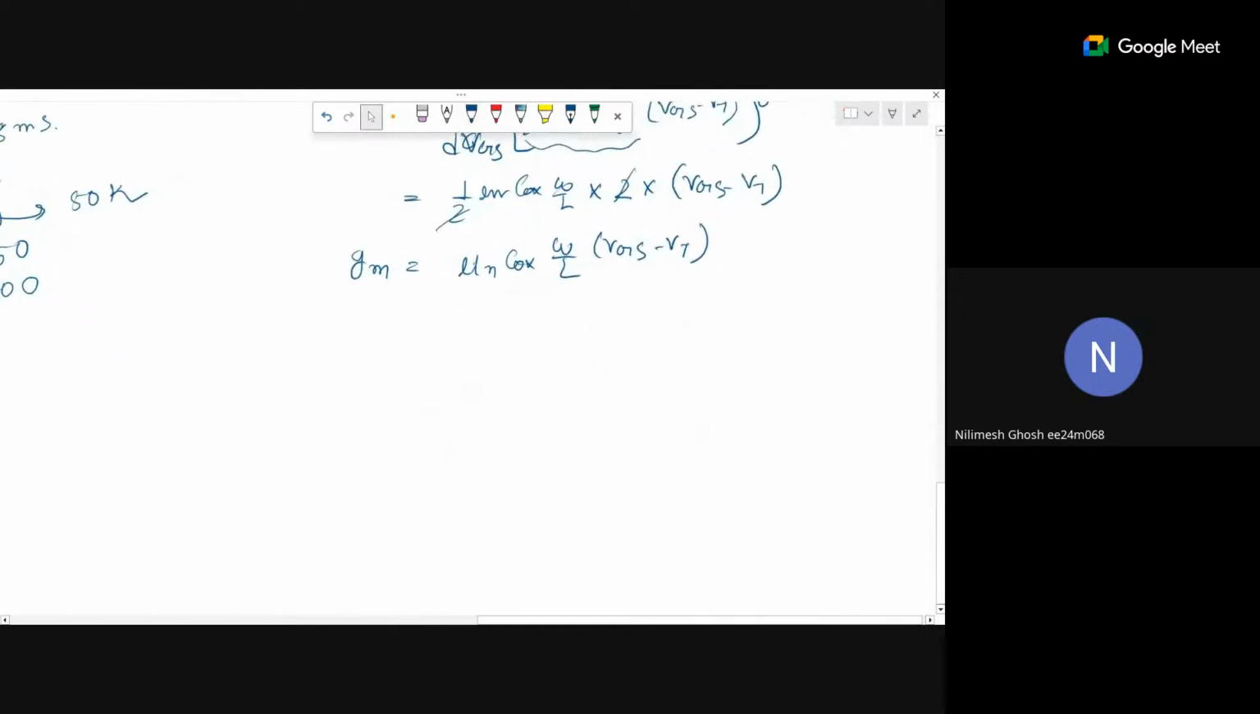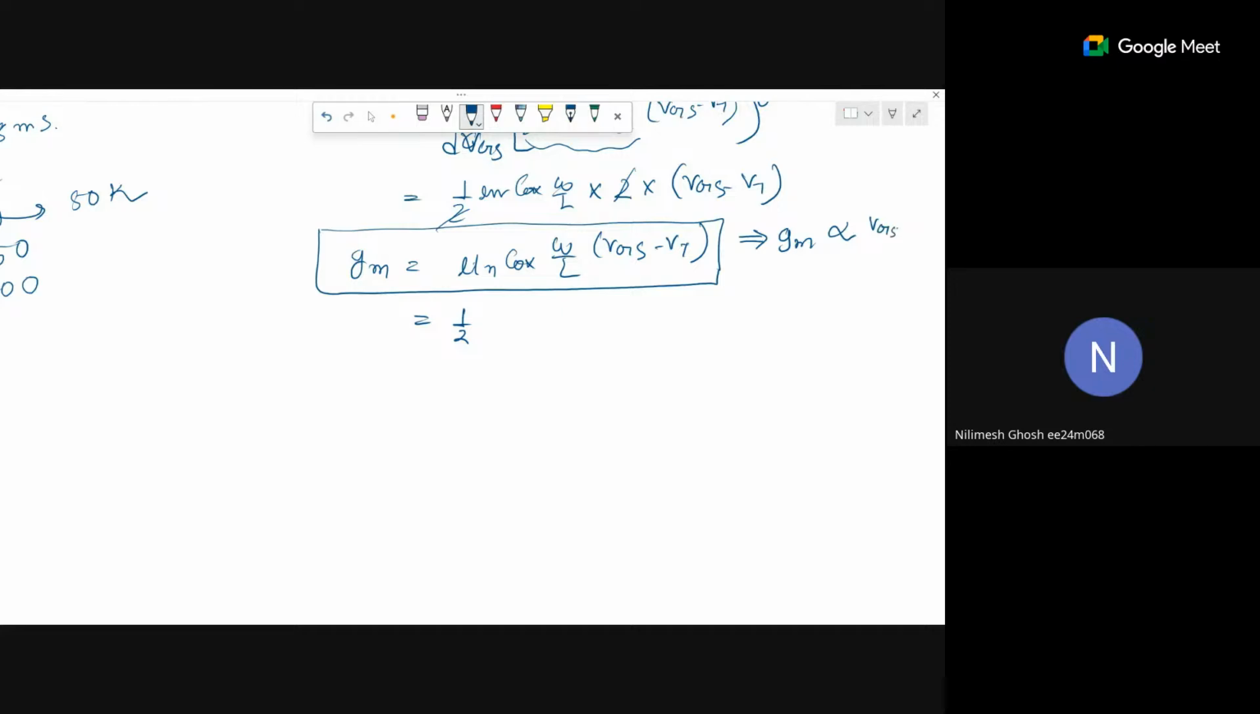Okay, this is much clear. So this is our one expression. First remember this. This expression tells us gm is directly proportional to VGS minus VT, because all these other things are constant. Is it clear or not?